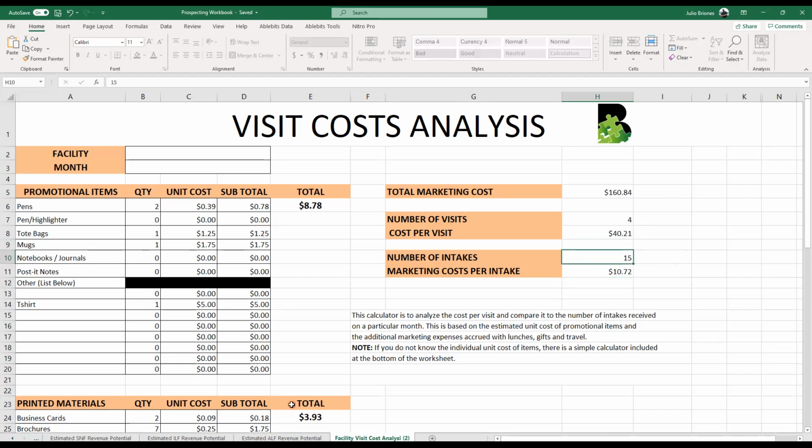And that is our prospecting workbook and how to use it.